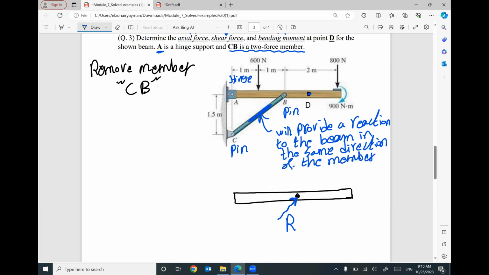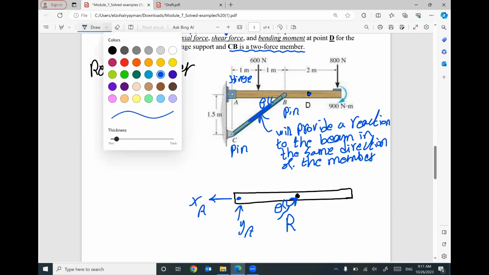Since this member is inclined like this, your reaction will be inclined like this. This angle theta will be the same like this angle theta. Does that make sense? This is a special case, special member called 2 force member. If you have this case, I'm going to remove it, delete it, forget it, and put one reaction in the same direction of this member. Besides, at A, it's a hinge, so I will have YA and XA. It's a regular hinge.